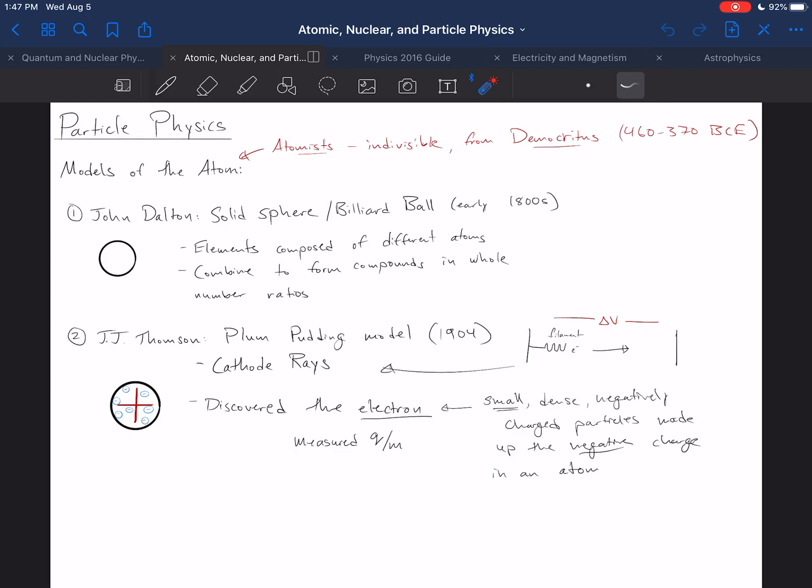Okay, and this idea was our early 1800s understanding of the atom. Think of the understanding of the atom that we visualize and use when we talk about the kinetic theory of an ideal gas. This is the same idea.